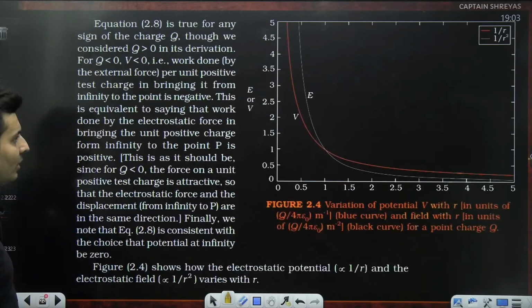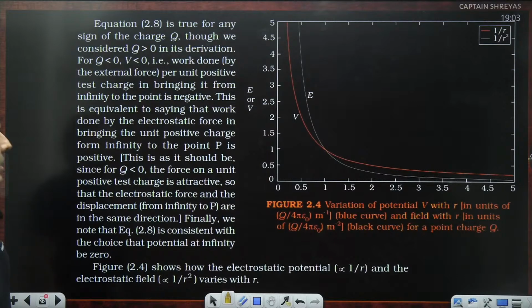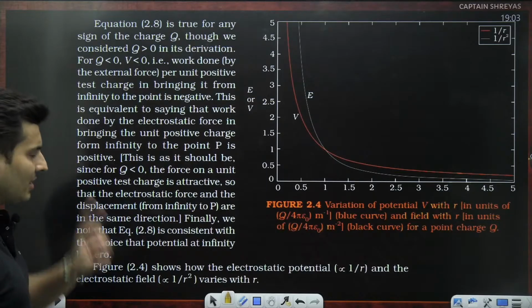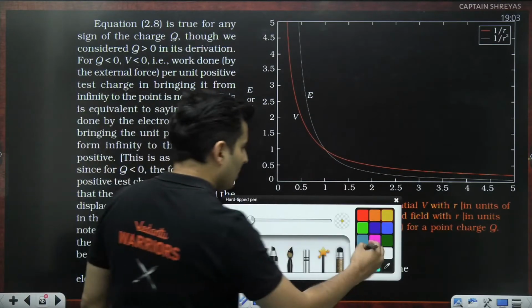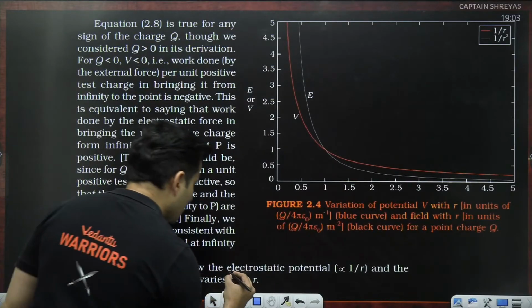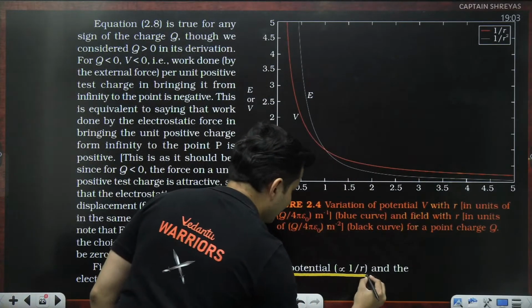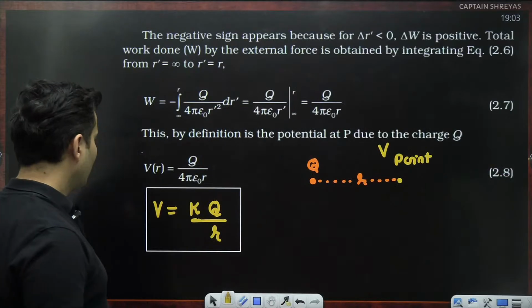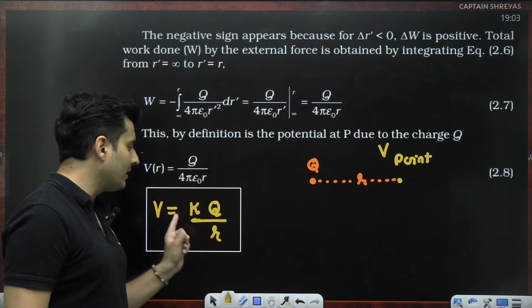Now, what they have given over here is basically some graphs, the variation of potential with R and the field with R, in the black and the red curves. This graph is very interesting to see. Electric potential has the term 1 by R in it. Makes sense. V is inversely related to R.